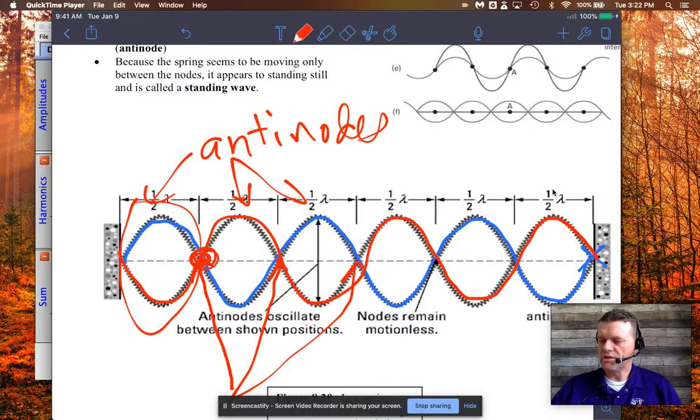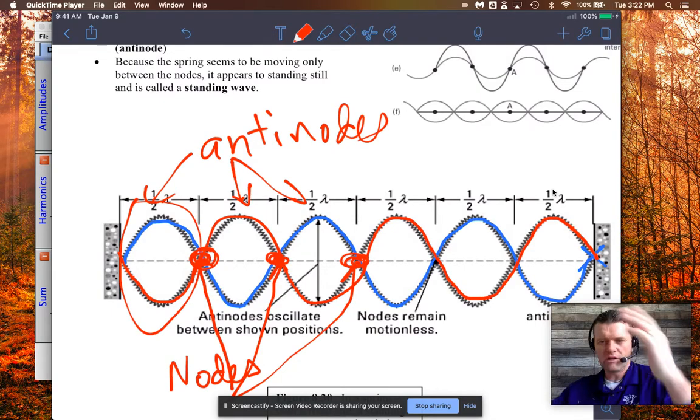So in these regions here, it's like a little hinge, and the skipping rope is just kind of pivoting on that position. Those are called the nodes. Okay, nodes. So nodes remain motionless. The antinodes are the areas of amplification.